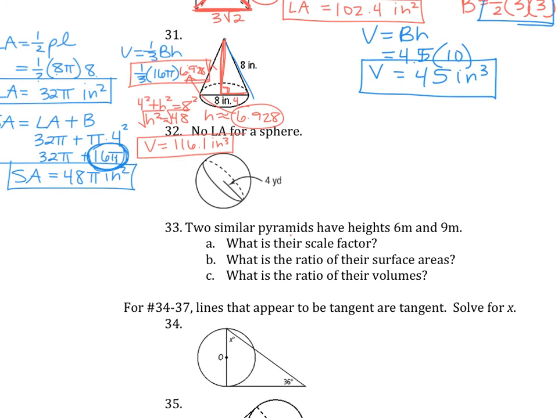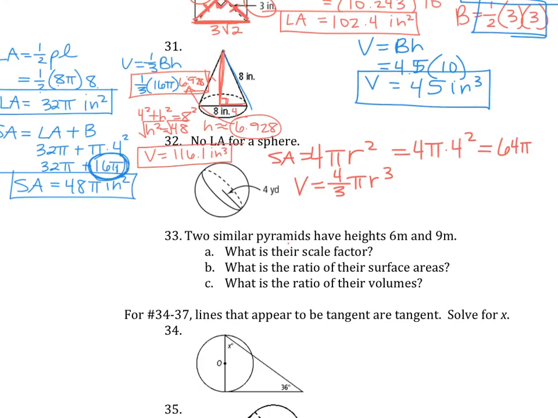All right. Last one of lateral area, surface area, volume. So this one's a sphere. There is no lateral area for the sphere. So you're doing 4 pi r squared for your surface area. And then your volume is 4/3 pi r cubed. What's r? 4, right? So you're just plugging in 4 pi times 4 squared, which is 64 pi square yards.